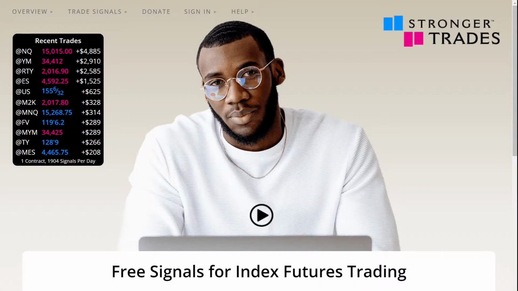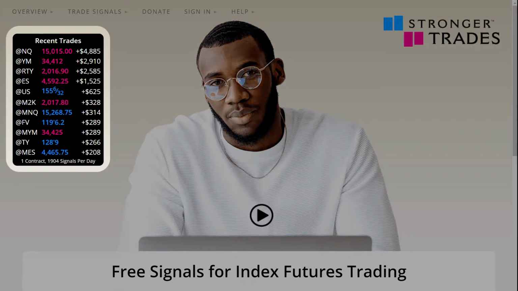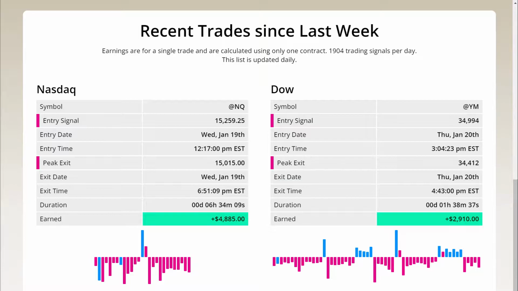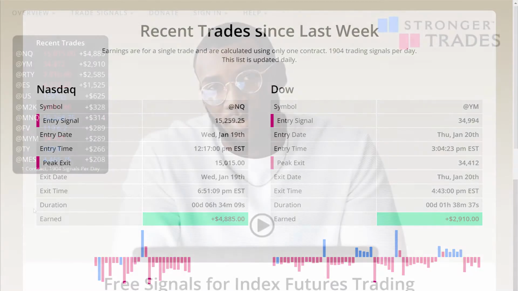We publish free trade signals for index futures. To use our free service, visit strongertrades.com. On our homepage, we list recent trades from our last week of trading to give you an idea of the results our trade signals can produce. These trades are performed using only one contract and at the prices shown.